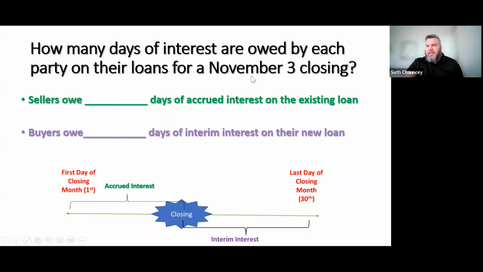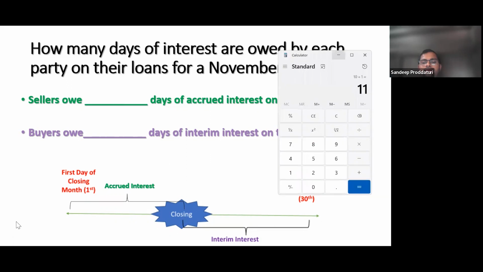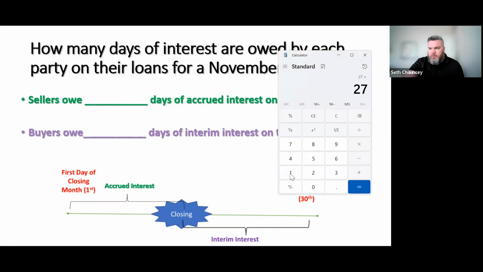So if you were looking at this, November 3rd, how many days would the buyer, or I'm sorry, the seller, how many days would the seller be responsible for? 3. Day of closing, that's it. How about the buyer? How many days is the buyer responsible for? 28. 30 minus the closing day plus 1. 28. Everybody good on figuring out the days?